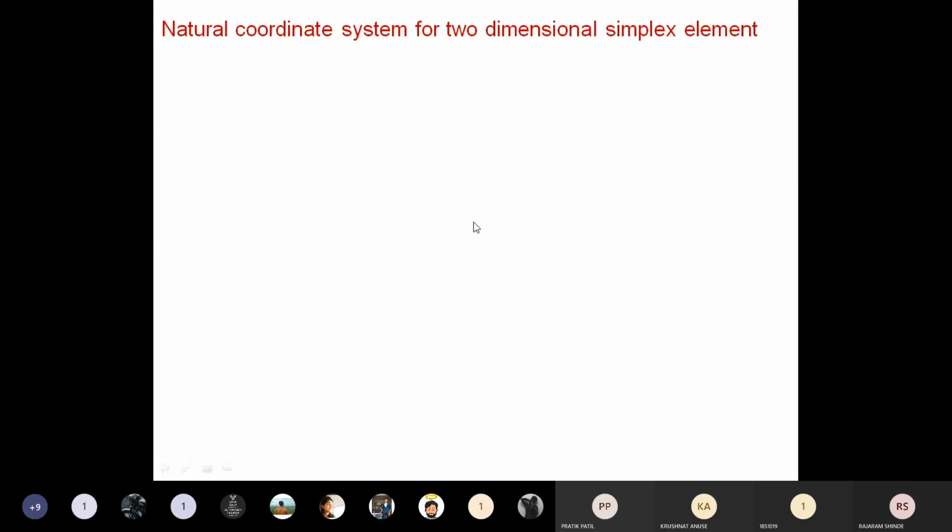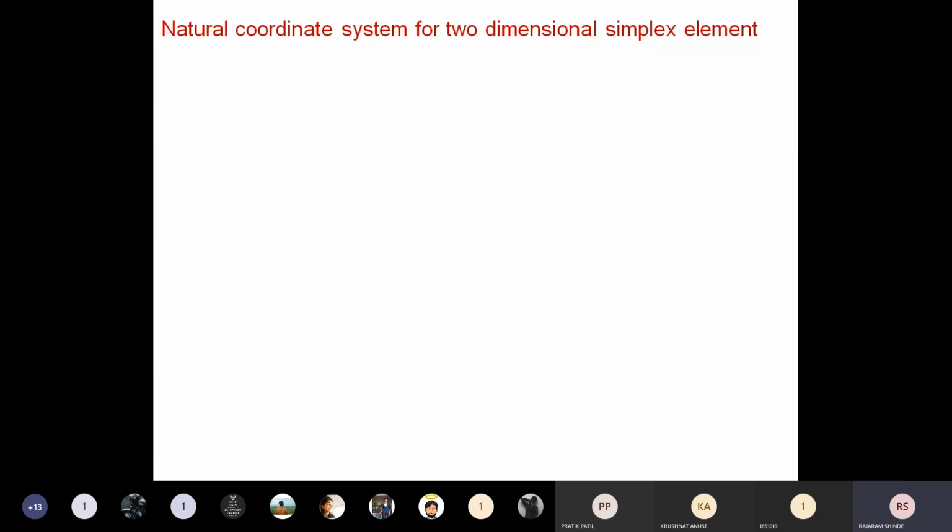Okay. At the time of the last lecture, we started the natural coordinate system for the two-dimensional simplex element. That means how to write the interpolation polynomial in terms of the natural coordinate system. For writing the interpolation polynomial in terms of the natural coordinate system, first we should know what the natural coordinates are for a two-dimensional simplex element, or for a two-dimensional triangular element.